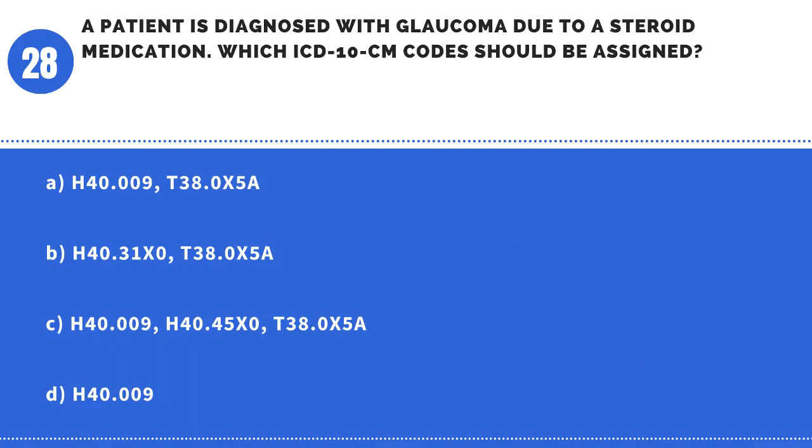Question 28. A patient is diagnosed with glaucoma due to a steroid medication. Which ICD-10-CM codes should be assigned? A. H40.009, T38.0X5A. B. H40.31X0, T38.0X5A. C. H40.009, H40.45X0, T38.0X5A. D. H40.009. Answer B.